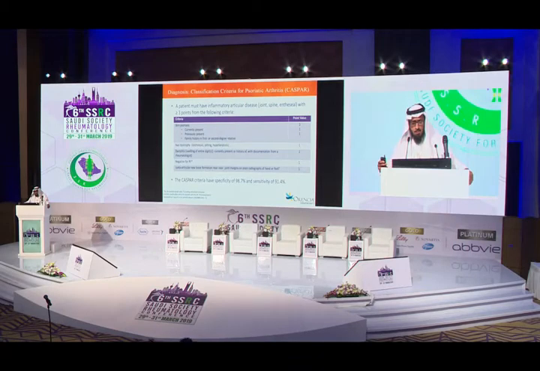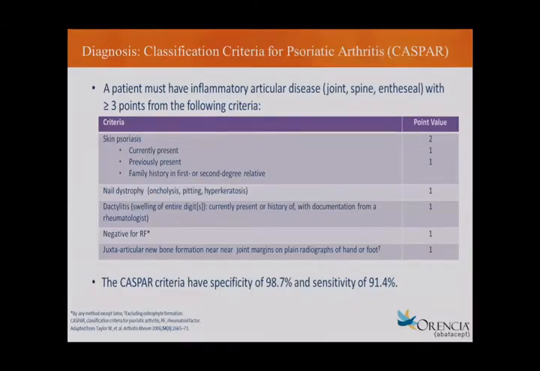This is the CASPAR criteria, where the patient needs to score 3 or more points to be classified as having psoriatic arthritis. And as you know, you can now diagnose psoriatic arthritis even in the absence of cutaneous manifestations if the patient has 3 or more points. For instance, if the patient has a family history in a first or second degree relative with nail dystrophies and dactylitis, this is enough to classify the patient as having psoriatic arthritis.